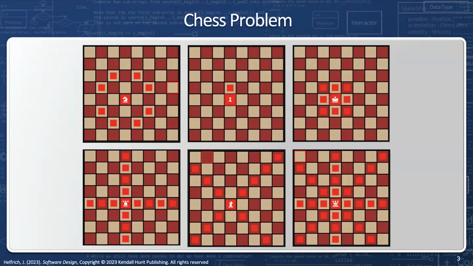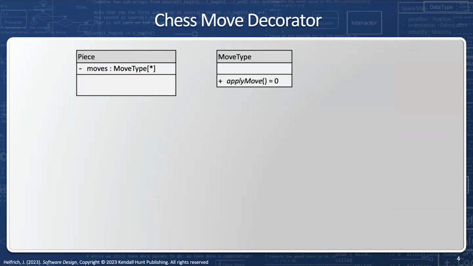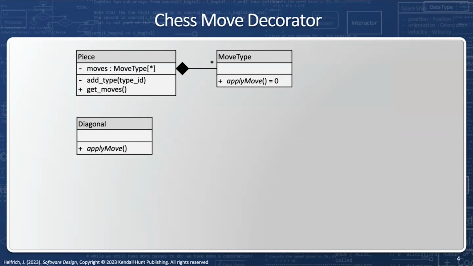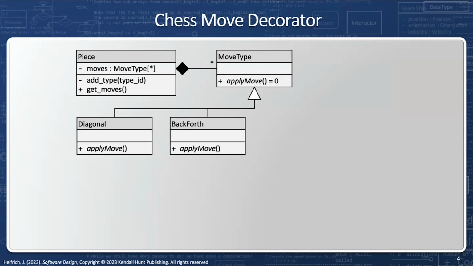So now we're going to have a piece, and the piece is going to have a collection of move types, and the move type is going to have an apply move. Notice the piece can have many move types corresponding to the different types of moves it can execute. And so we're going to add a type like diagonal or up or down, and I'll be able to get moves as well. Now I'm going to have a diagonal, which is one move type, or back and forth, like for an example, the rook.